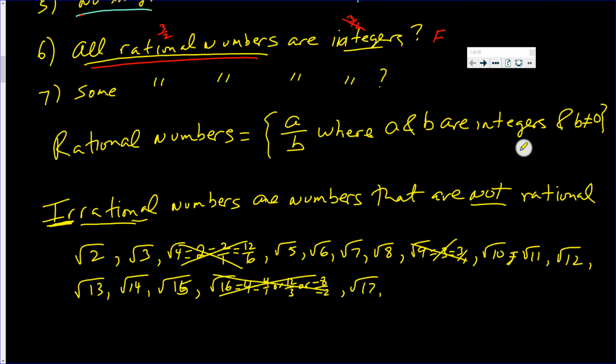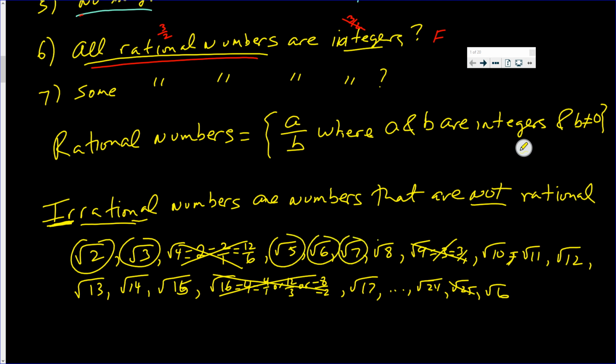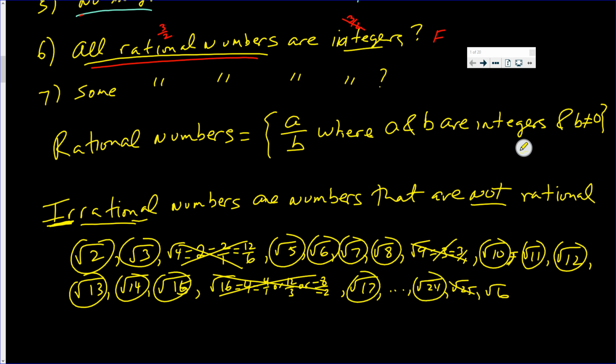And you have the square root of 17 all the way up to the square root of 24. The square root of 25 is out. The square root of 26. So all of these numbers are irrational. You cannot write any of these numbers as the division of two integers. Those are irrational.